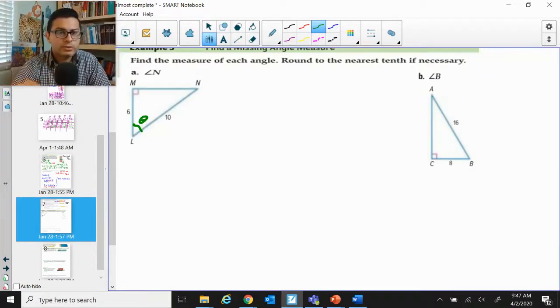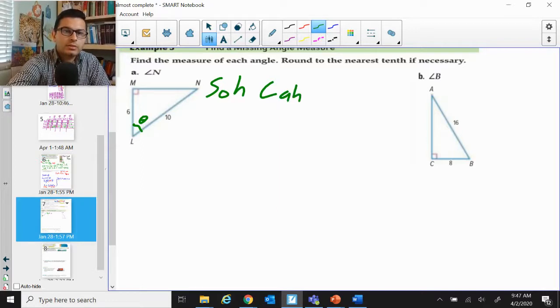Now, how are we going to do that? First, we again need to write out our SOHCAHTOA. SOHCAHTOA. Now, if we're trying to find this angle right here, which is L, we have two bits of information that we can glean from. We have the 6 and the 10.